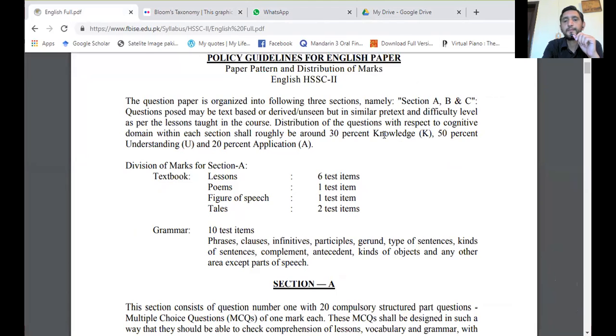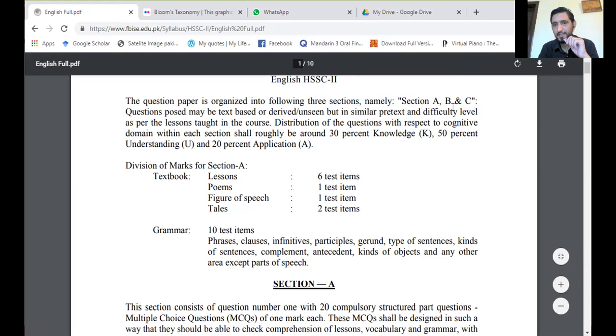And then 50% would be understanding. They will check whether you have really understood those concepts or not, and then applying those concepts in some new situation. So the division of marks for sections: your paper will be divided into three sections, A, B, and C, as you're previously familiar with.